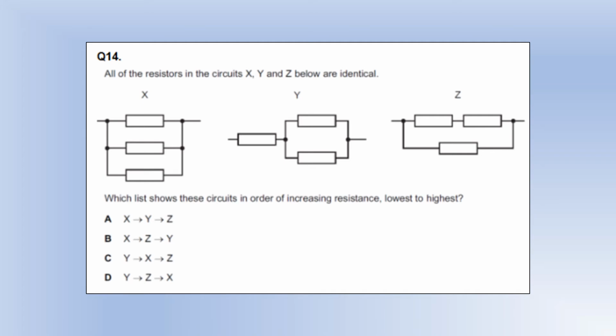All the resistors in the circuits X, Y, and Z are identical. Which list shows the circuits in order of increasing resistance? Looking at them, X has them all in parallel, so that's clearly going to be the lowest resistance. So we're starting with X, so it's got to be A or B. And then Z must be less than one resistor by itself, because that's one of the parallel options, whereas Y must be bigger than one of the resistors, because we've got sort of like a half plus one. So it's going to go X, Z, Y.